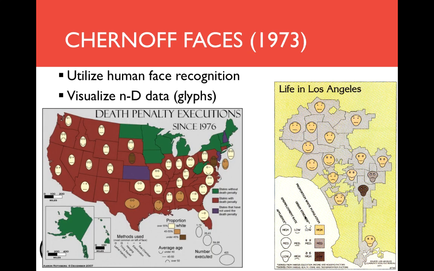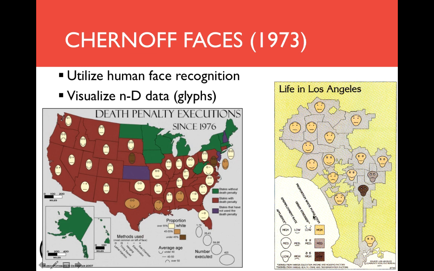Okay, another example of how to take a bunch of tabular data and show it in one visual space. This is something called Chernoff faces. This is from 1973, so this is a really old technique in terms of information visualization. But it's using faces to represent several different facets of data. So let's look at this one, Life in Los Angeles, over on the right, because I think the images are a little bit clearer.